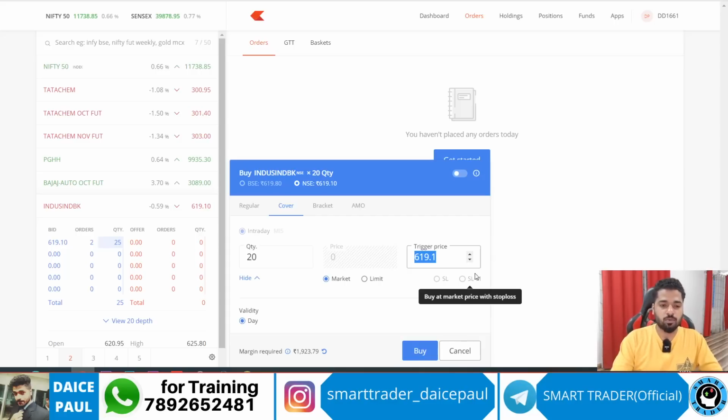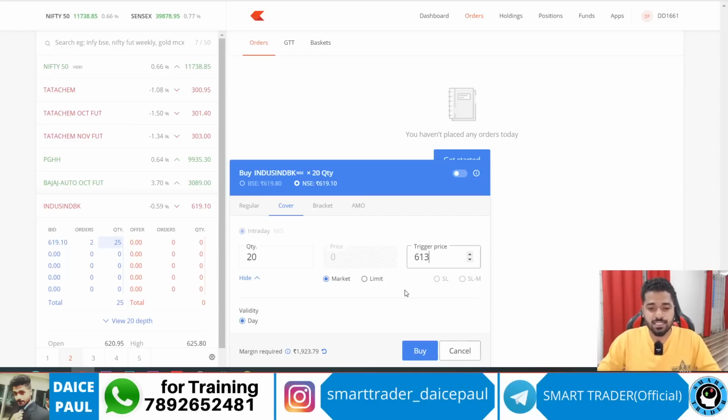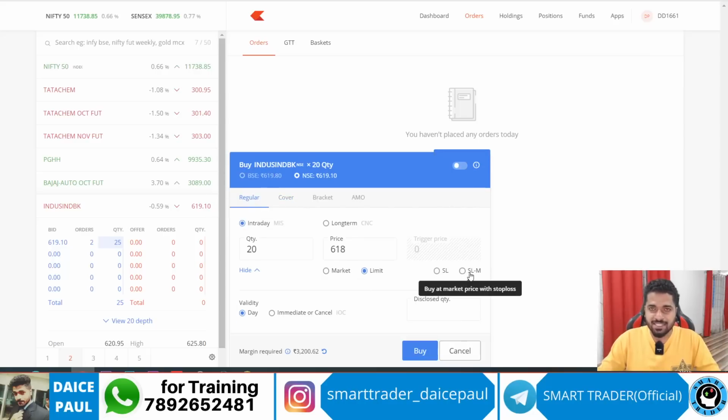So you're seeing your stop loss, the stop price is 619. Let's say my stop loss of 1%, let's say 6 rupees. So 613 is my stop loss in this case. Same way when you want to buy, for example, let's say I'm buying at 618 below my market price, limit order, okay, or else market order or limit order, like I told you. In the first case, these things remain the same.